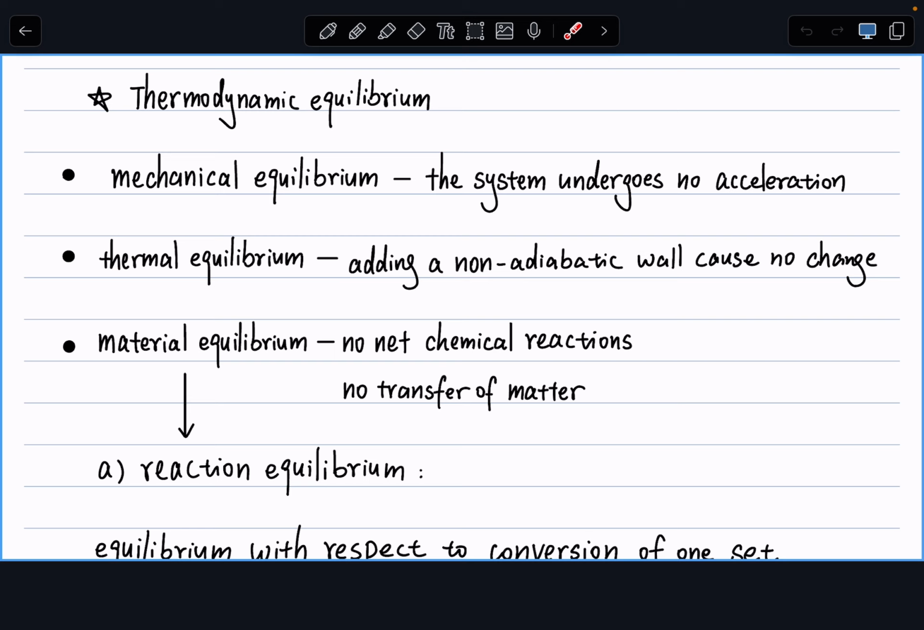Next up, thermal equilibrium. The original definition says adding a non-adiabatic wall will cause no change, right? A non-adiabatic wall allows heat transfer. So if 2 systems are at thermal equilibrium with each other, and now you add a wall that allows heat transfer to take place, it shouldn't make any changes to the system.